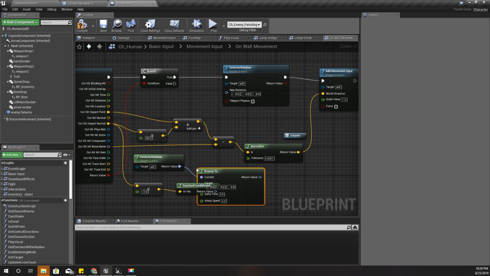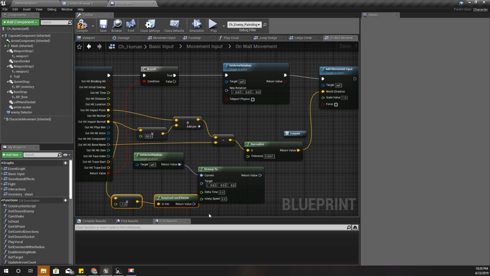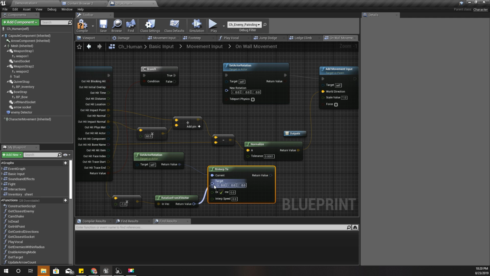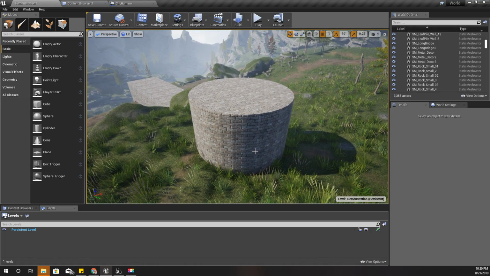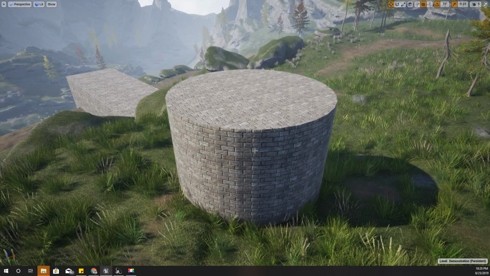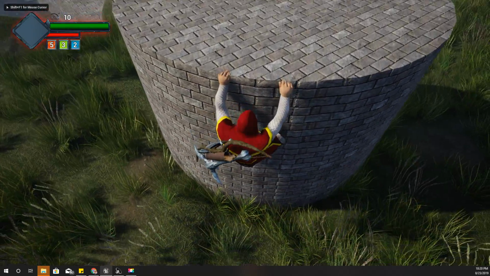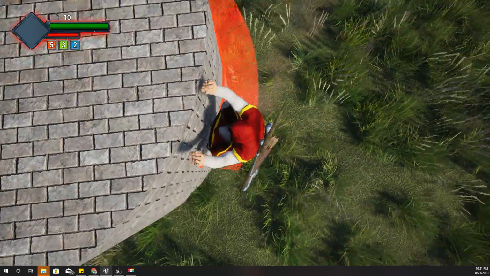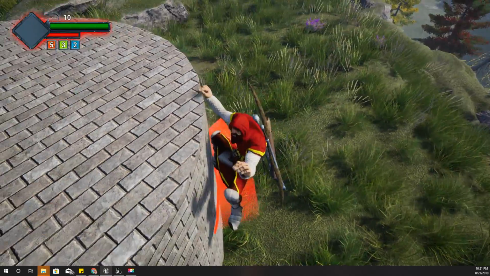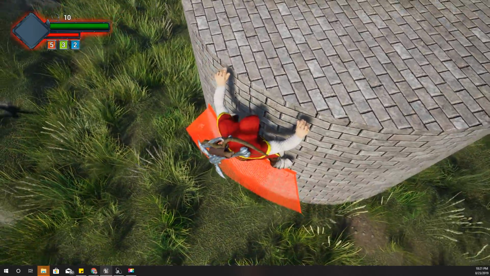We have this R interp, current is this one and target is this one. I'm not sure about these values. Let's try 0.1. I don't know. Let's see if that works. Well, it kind of works, but not good enough.